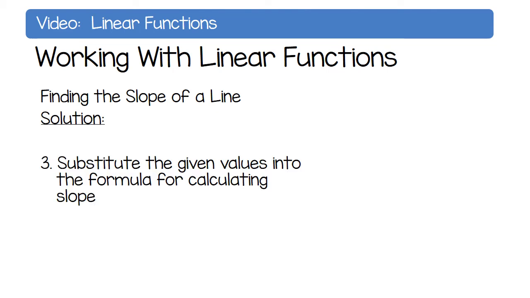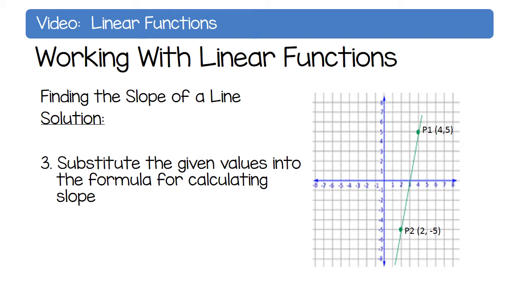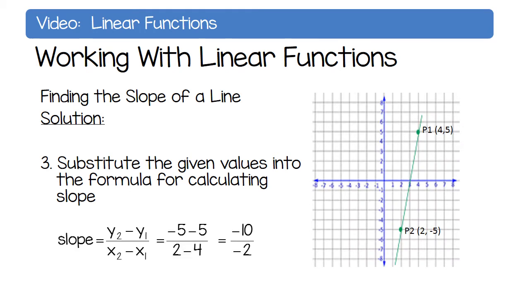Substitute these given values into the formula for calculating slope. Slope equals y2 minus y1 divided by x2 minus x1, which will equal -5 minus 5 divided by 2 minus 4, which would give us -10 over -2.